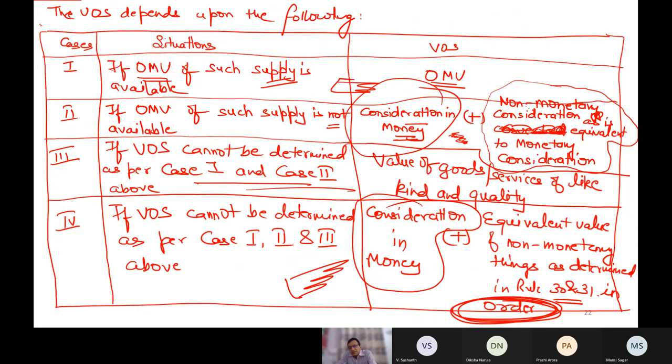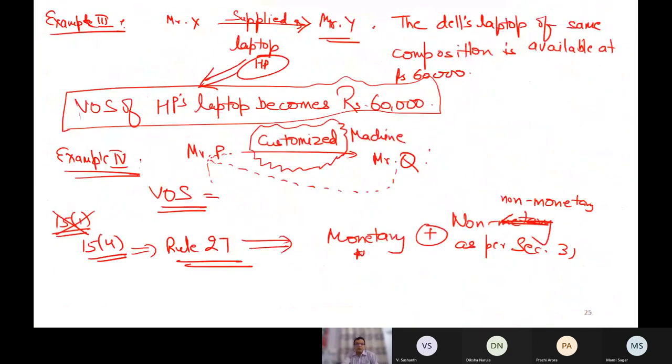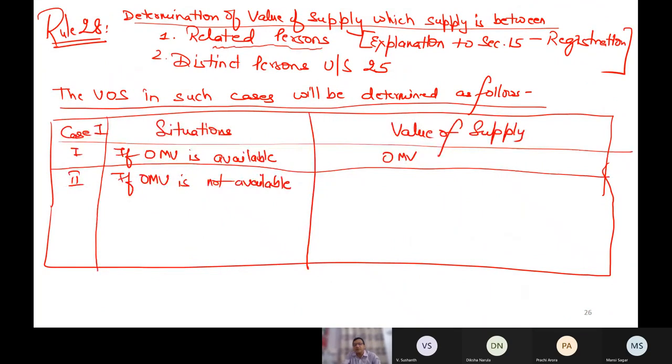When open market value is available, what is the price in open market value when buyer and seller are unrelated? So this is genuine. But when open market value is not available, I cannot use this formula which I was using in rule 27: consideration in money plus non-monetary equivalent. I will directly come to the like, kind and quality. This is the change, and you must know why this is changed, because actual consideration in money will become irrelevant. So when open market value is not available, then value of supply of like, kind and quality product becomes the answer. So conceptually you must know why like, kind and quality becomes the value of supply.